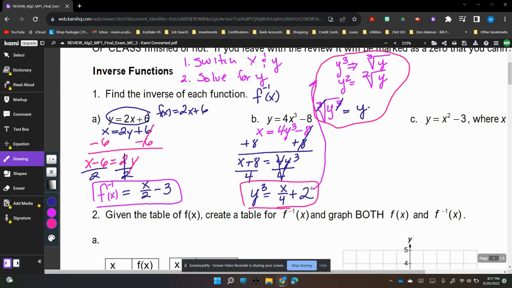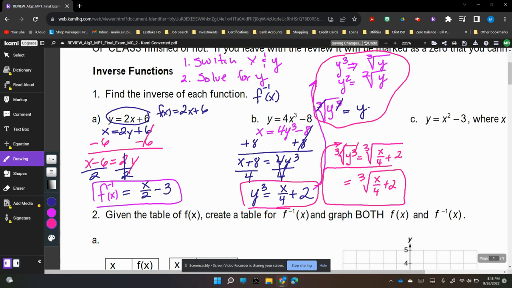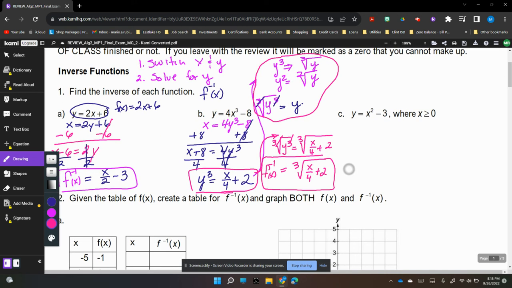Now let's go back and look at this and say, how do I get rid of the exponent? Well, I just told you I've got to take the cube root, and whatever I do to one side, I have to do to the other side. Those will cancel. We'll have y equals the cube root of x over 4 plus 2. And that's it. And remember, instead of y, I'm going to identify the inverse by writing f to the negative 1 of x.